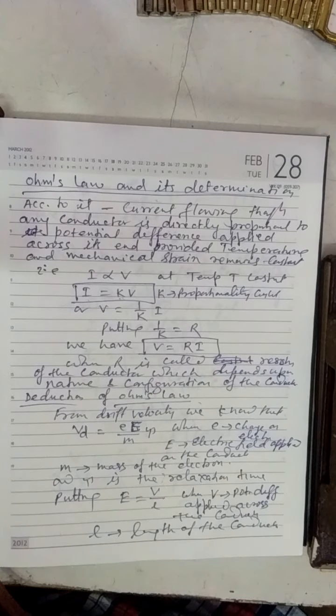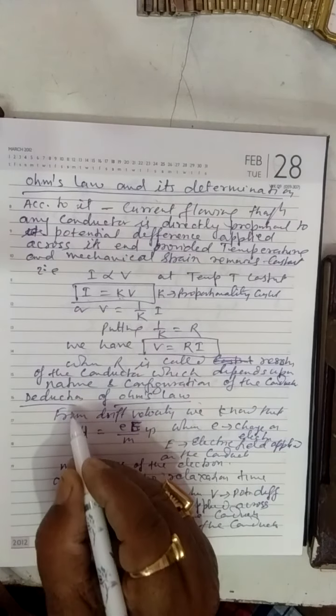If we calculate V, then V = (1/K) I. Putting 1/K = R, we get V = IR, where 1/K is equal to R, which is another constant called the resistance of the conductor, which depends on the nature and configuration of the conductor.